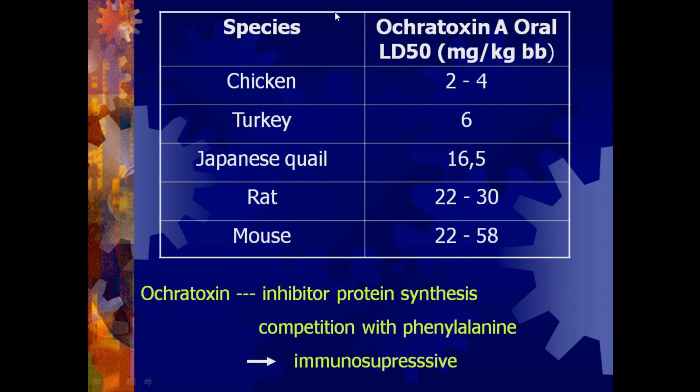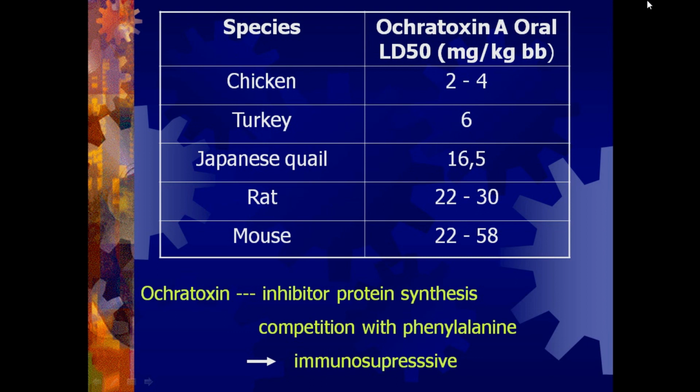So chicken, turkey, Japanese quail, rat, and mouse can be affected by oral intoxication with ochratoxins. You can see here that the chicken is the most susceptible animal to ochratoxins, and mammals like rat and mouse are more resistant. You can see here that the amount of ochratoxin that can cause damage in mammals like rat and mouse is much higher compared with poultry.